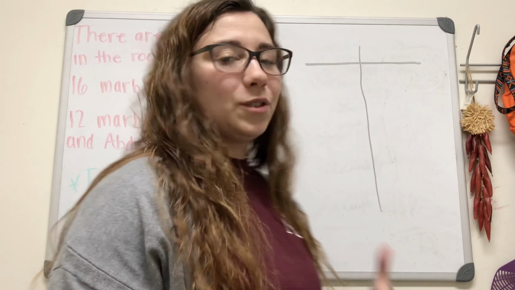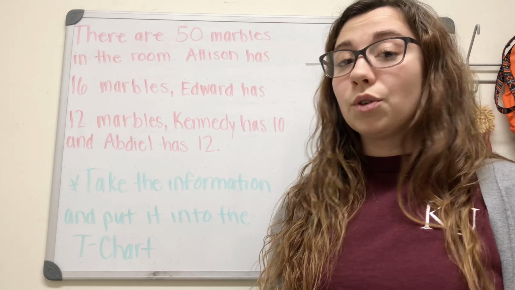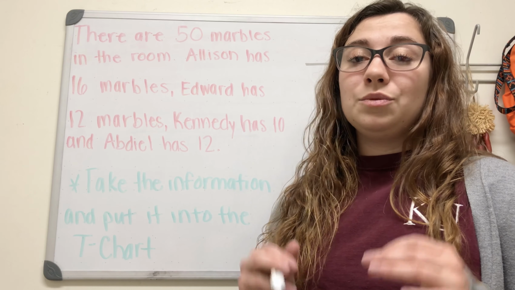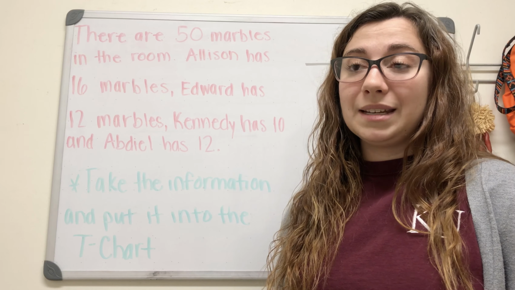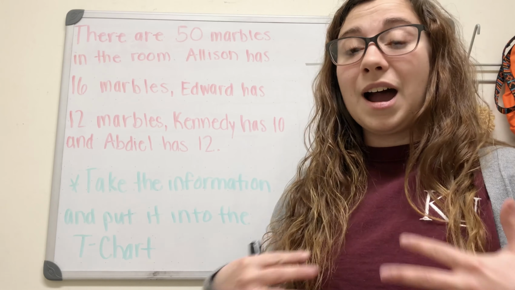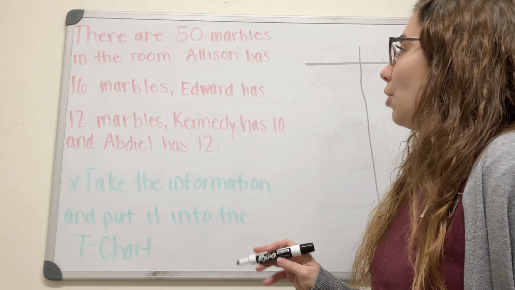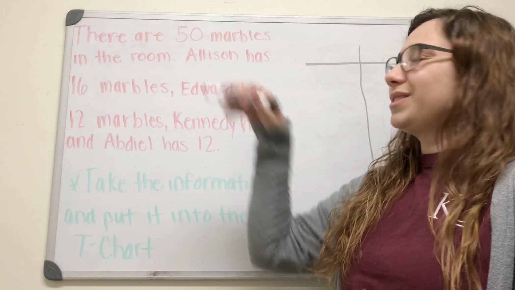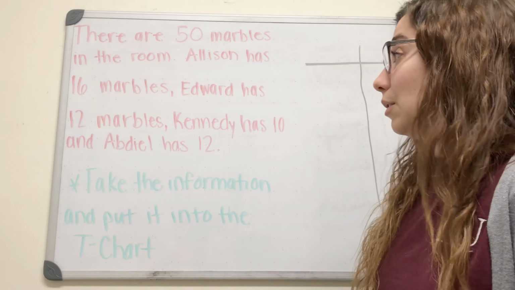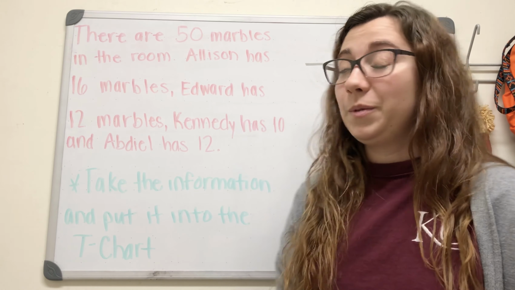So the first thing that I usually like to do is underline. You can circle, you can highlight, whatever it is. I like to distinguish, meaning set apart from, all the information that I need to put into this chart. So there are 50 marbles. I don't really need to know that. What I really need to know is how many each of these people have.